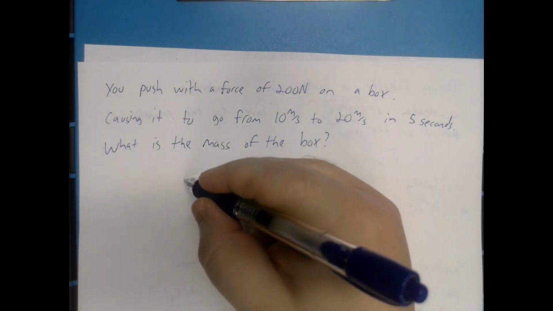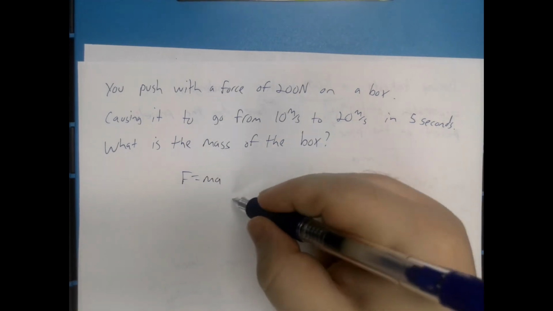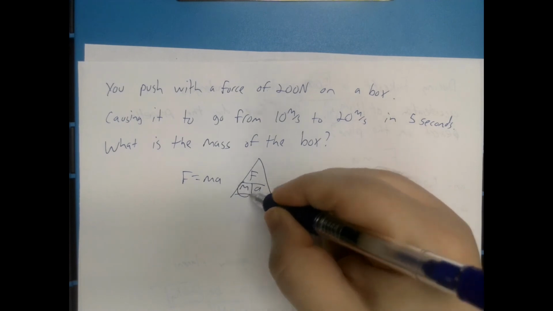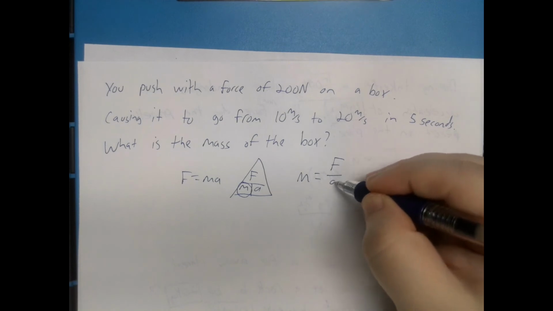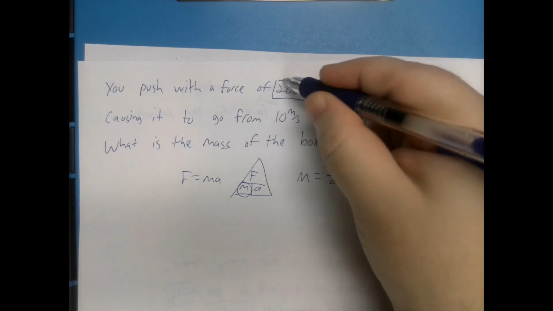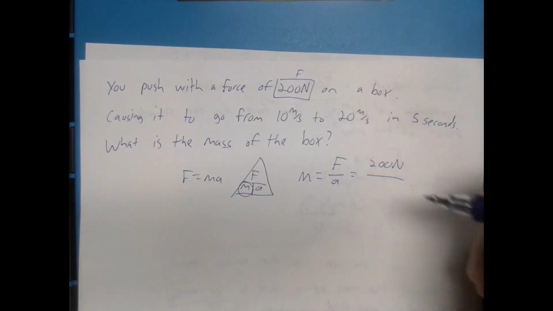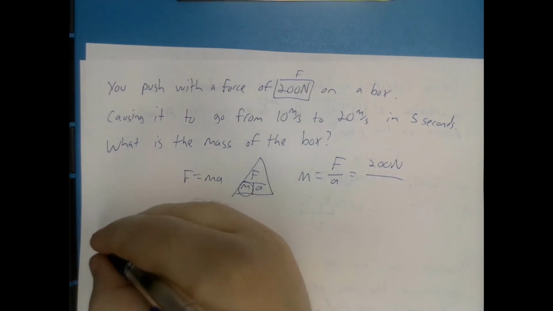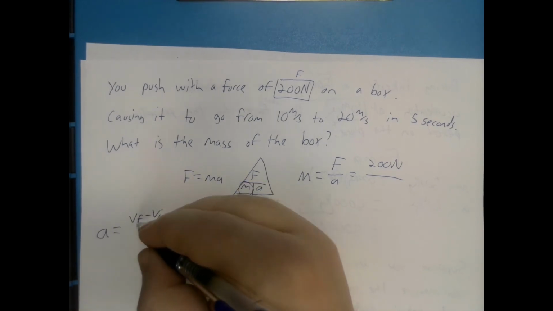So we know we're finding mass, so we'll use the F equals ma equation. Solving for mass, mass is equal to F divided by a. We know that the force is 200 newtons. But what's the acceleration? The acceleration is final minus initial over time.